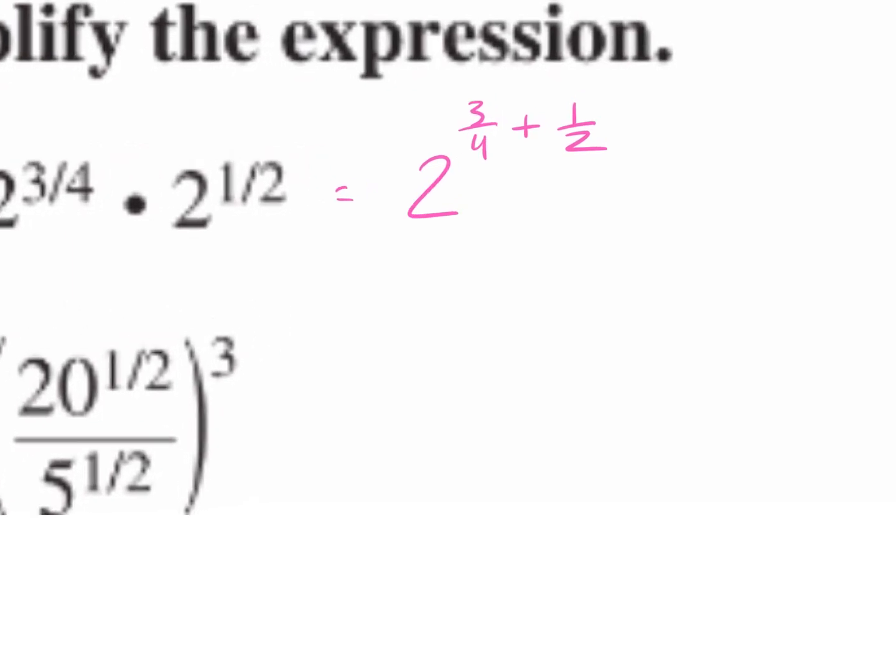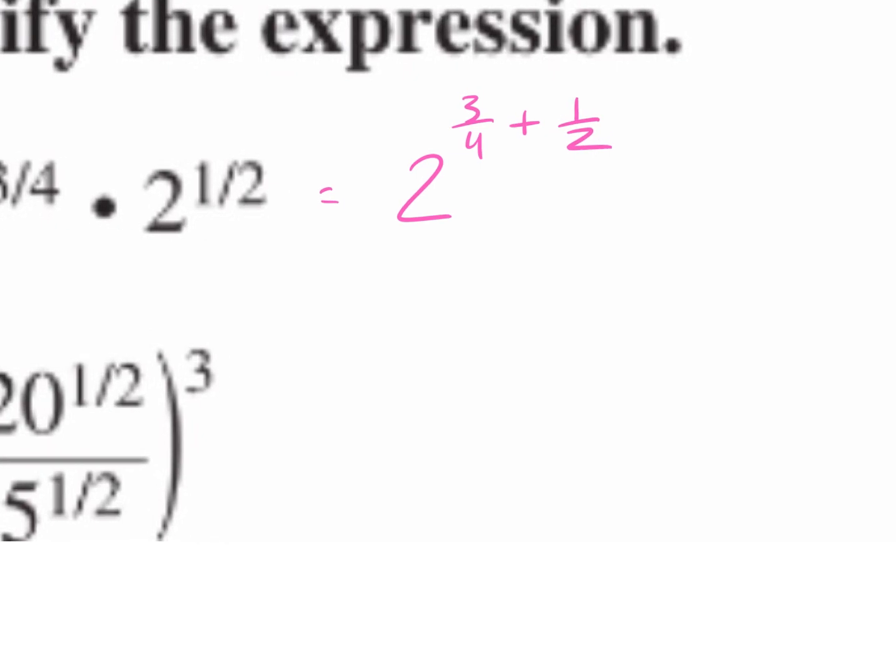Now I have fractions. What do I need in order to add fractions? A common denominator. So what could I change 1/2 to be? 2/4, perfect. I just multiplied the top and the bottom by 2. Now we can add these together. So I get 2 to the power of what? 5/4, perfect.